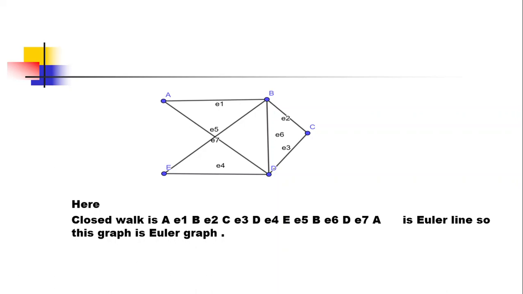So it is a closed walk which runs from A to A, and you can check that every edge is covered here and it is exactly one time. There are no repetitions of any edge here. So clearly it is an Euler line, and such a graph is known as an Euler graph.